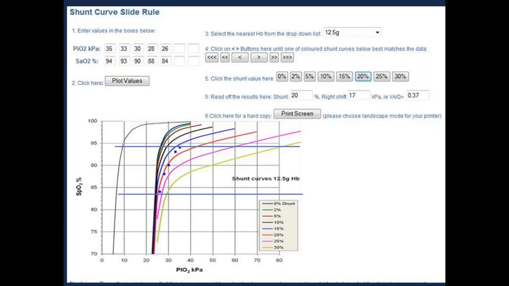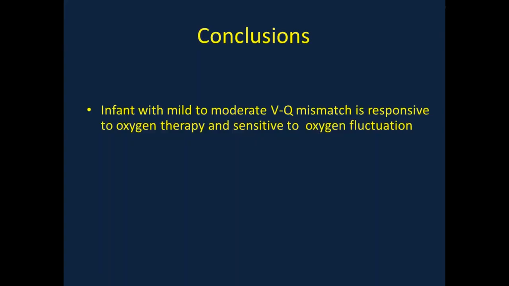So with the significant VQ mismatch, we have a 0.3 VQ ratio and a right to left shunt of 20%. Again, I just repeat that. You have now a significant drop of saturation with a little bit of change in the fraction of oxygen. So VQ mismatch is really responsive to inhaled oxygen changes.